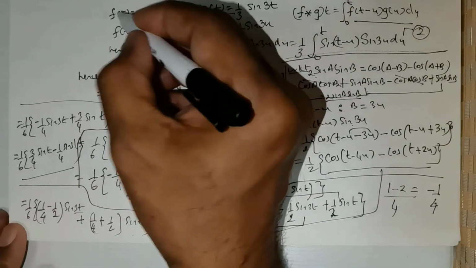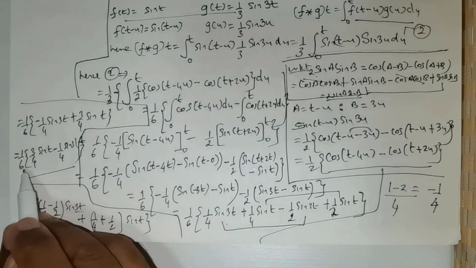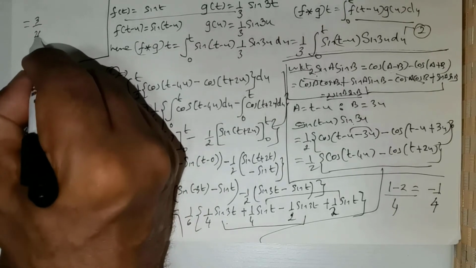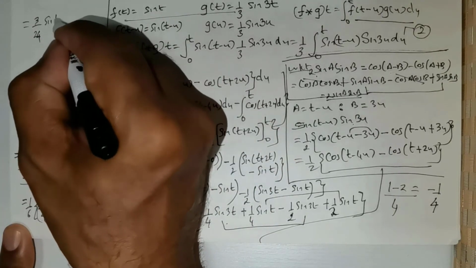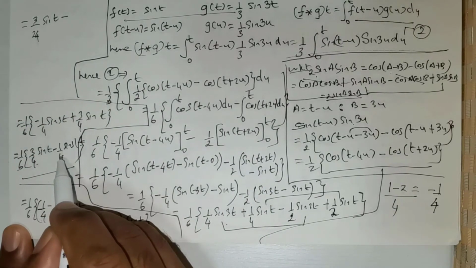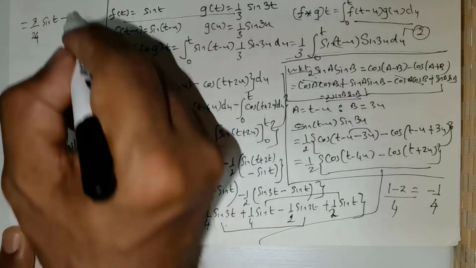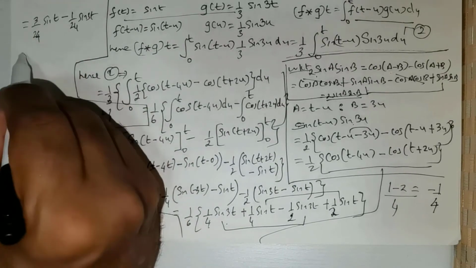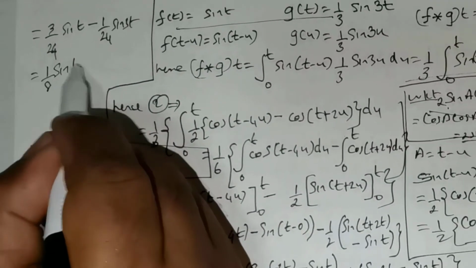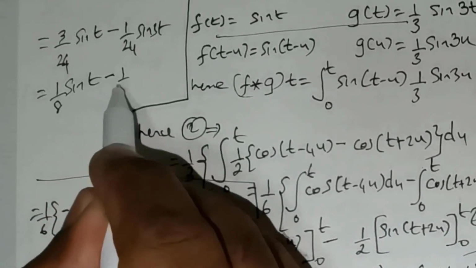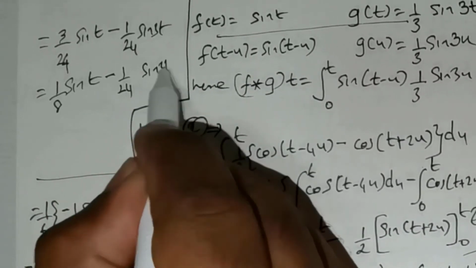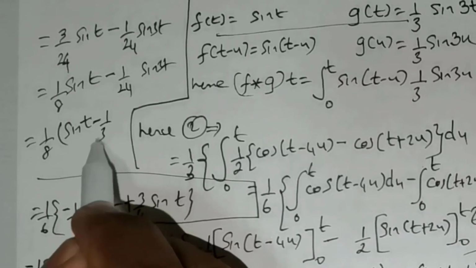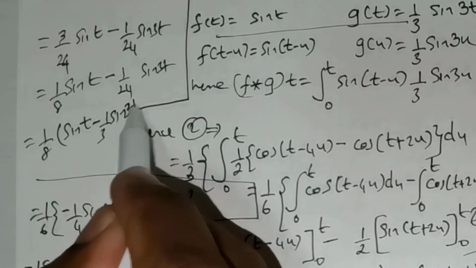Okay. Now just for the sake of simplification, what I can do is bring this 1 over 6 inside. So that would mean 3 over 6 times 4 is 24 times sine t, negative 1 over 4 times 6, that's going to be 1 over 24 sine 3t. Now 3 divides here 8 times, so I can have this as 1 over 8 sine t, negative 1 over 24 times sine 3t. If I were to take 1 over 8 out, I get sine t negative 1 over 3 times sine 3t. Okay, this is what I have.